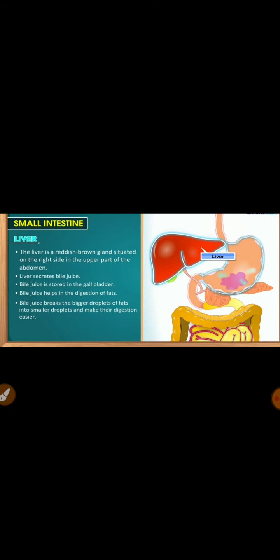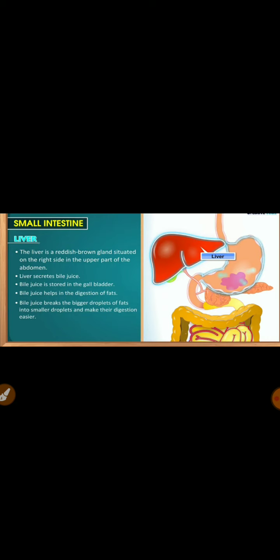All right, now let's talk about the liver. What is liver? Reddish brown gland. कहाँ situated होती है? It is situated on the right side in the upper part of abdomen. हमारे abdomen के upper part में right side में liver होता है. ठीक है? And liver secretes bile juice. What it secretes? Bile juice. Bile juice is stored in the gallbladder. Bile juice helps in the digestion of fats.